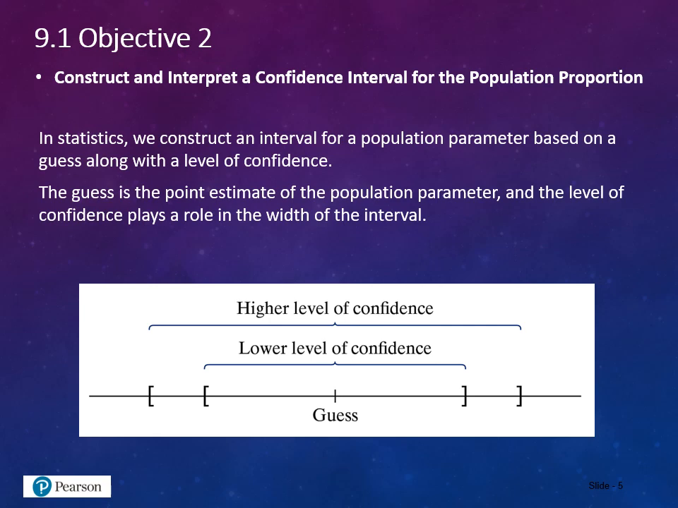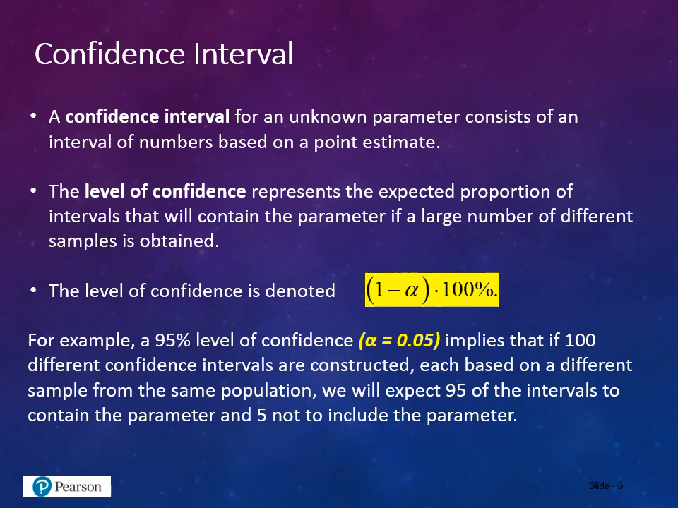A confidence interval for an unknown parameter consists of an interval of numbers based on a point estimate. So we said 0.451 is our guess at the parameter for the proportion of people who think they're paying taxes that are too high in the total population. And then that confidence interval would be based upon how confident we are in that number, maybe how many samples we took, etc. We give that kind of interval above and below the 0.451.